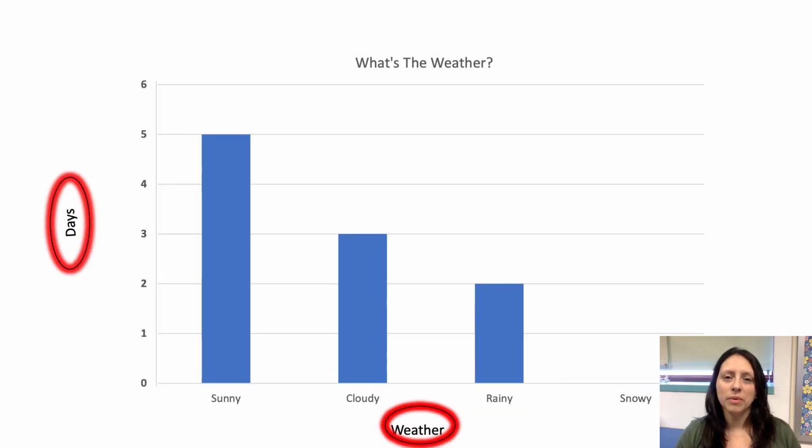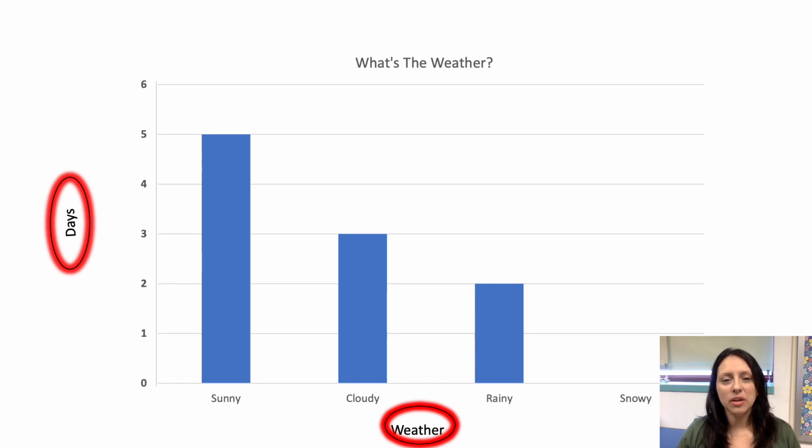Let's take a look at the numbers on the bar graph. Those numbers are next to the vertical line, the line that's going up and down. Can you figure out what those numbers represent? If you said days, you're correct. Those numbers represent the days a particular weather happened.